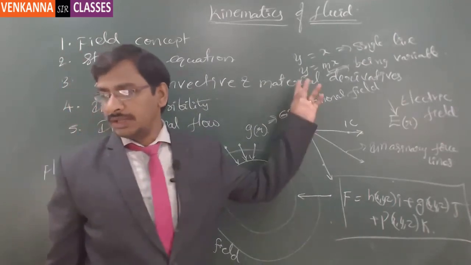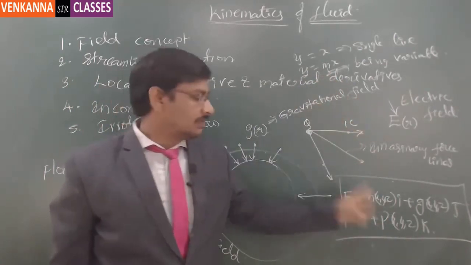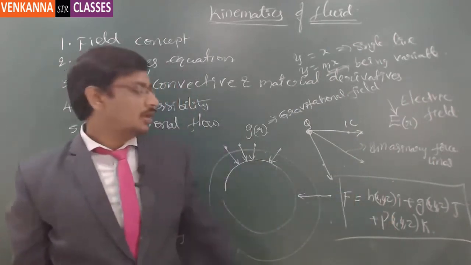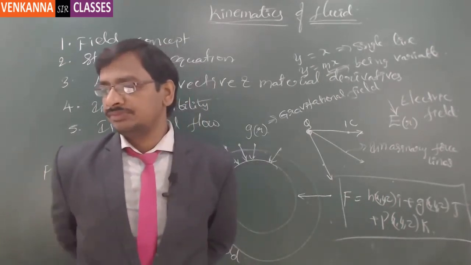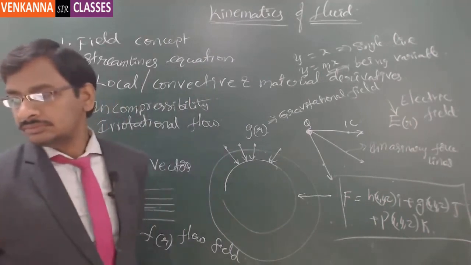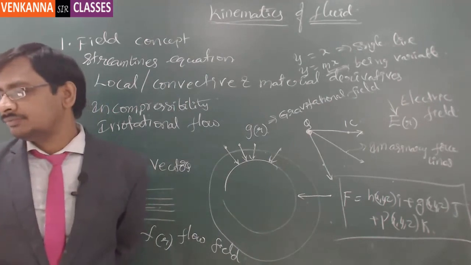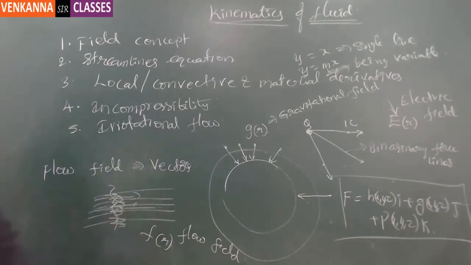This is only one direction, that's why mx. Suppose it is happening in all three directions together, then we represent it with a vector F. So all these together will represent the field lines in all the directions. Clear? Do you have any questions on the field concept? Any questions on the field? Okay, great. So you can note this down and then we'll go to the streamlines equation. Noted?